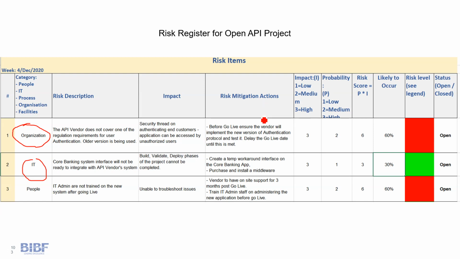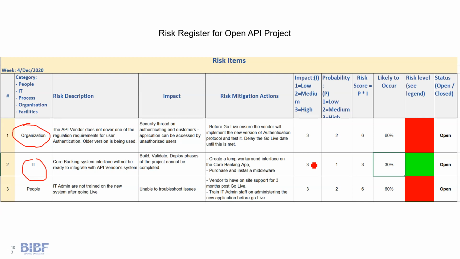Now, what are the mitigation actions? Create a temporary workaround interface on the core banking app that will be compatible with the core banking systems or open API provider system, or purchase and install a new middleware that will allow it to link and integrate with the core banking system, including the open vendor's API system, and test it out.